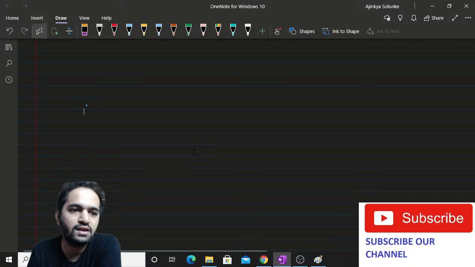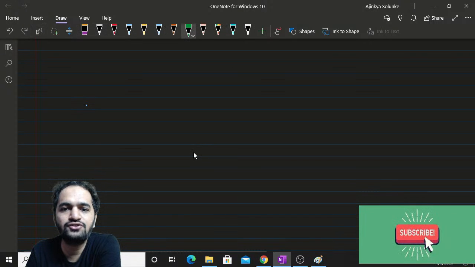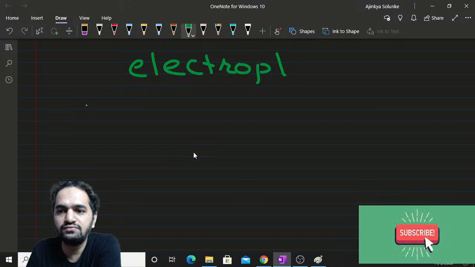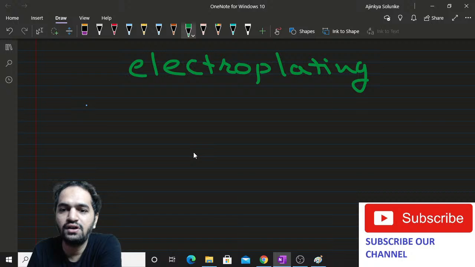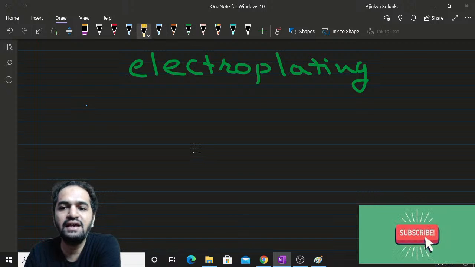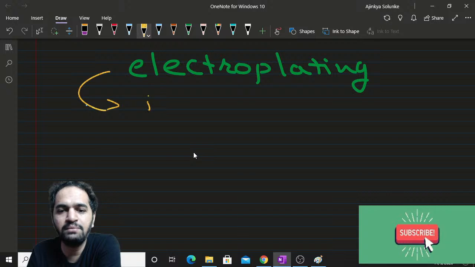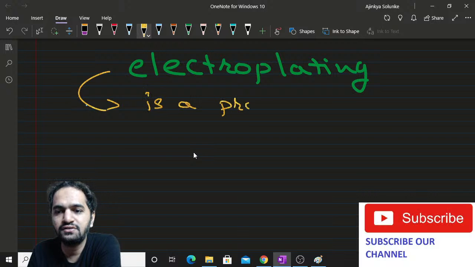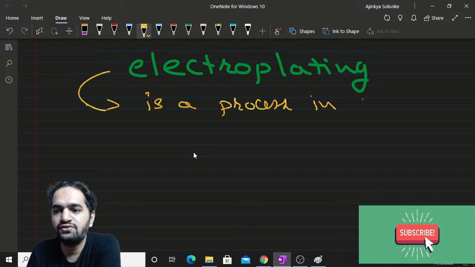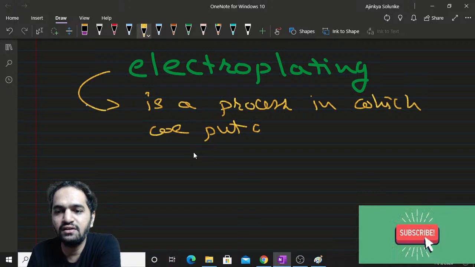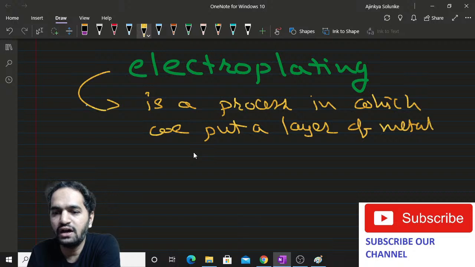So this particular procedure is called electroplating. That means putting a layer of metal over another metal is called electroplating. So you can give a simple definition: electroplating is a process in which we put a layer of metal on another metal.